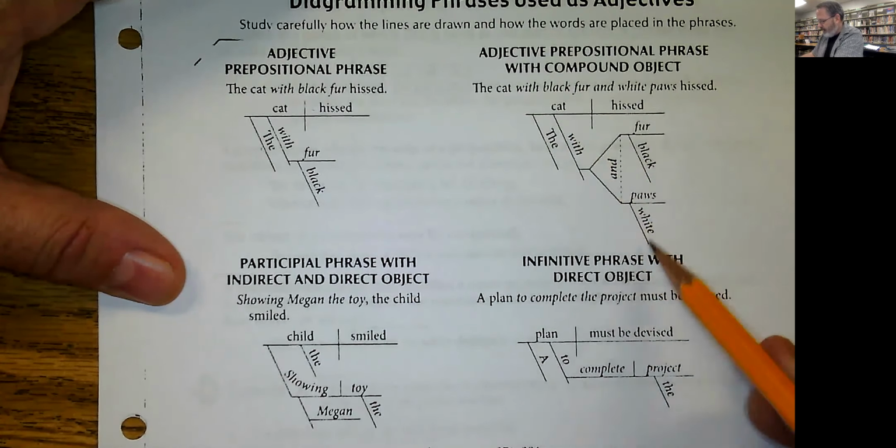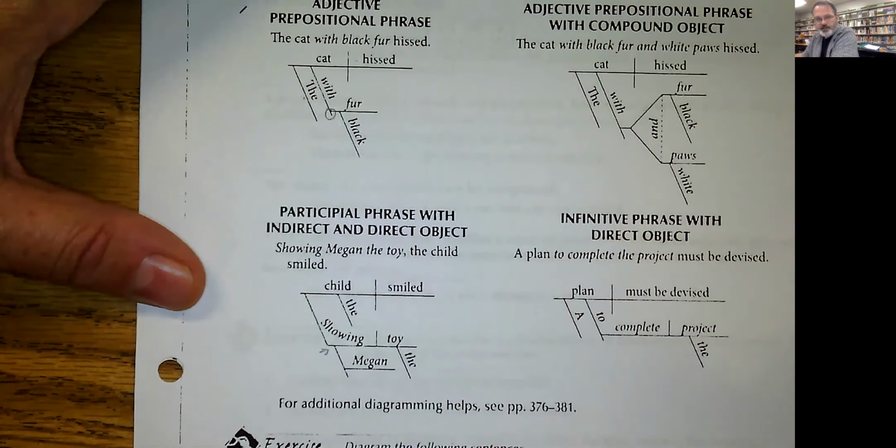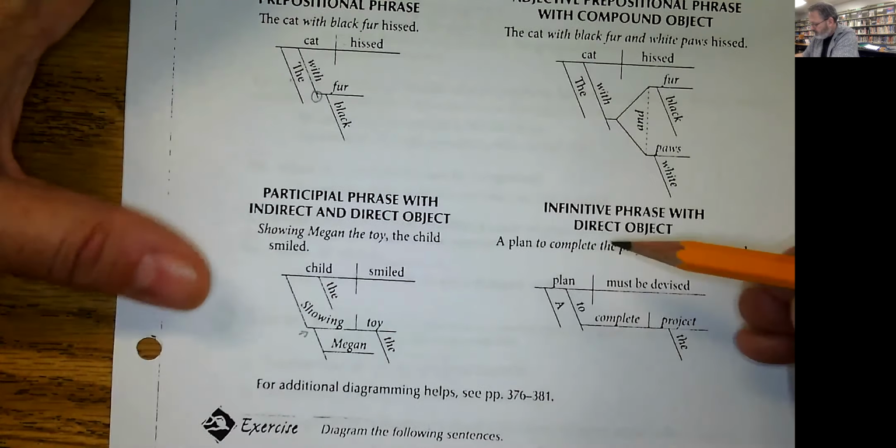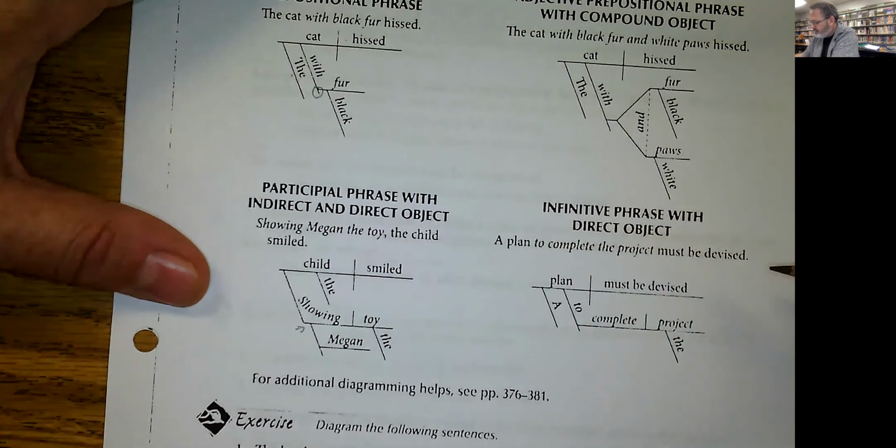A participial phrase is similarly done, except participles are drawn on the bent line. Here's the difference, and I want you to notice, a prepositional phrase has this little tagline, and the participial phrase clearly doesn't. So don't make a mistake when you're drawing your lines, okay? A plan to complete the project must be devised.